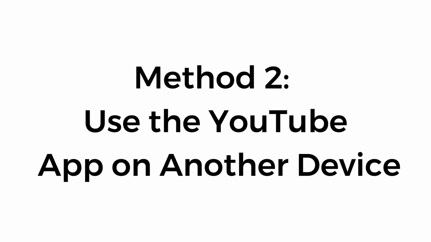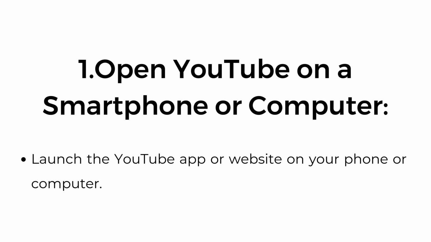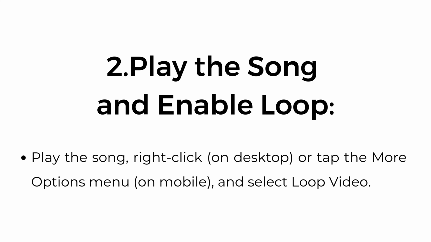Method 2. Use the YouTube app on another device. Open YouTube on a smartphone or computer. Launch the YouTube app or website on your phone or computer. Play the song and enable loop. Play the song, right-click on desktop, or tap the More Options menu on mobile and select Loop Video.